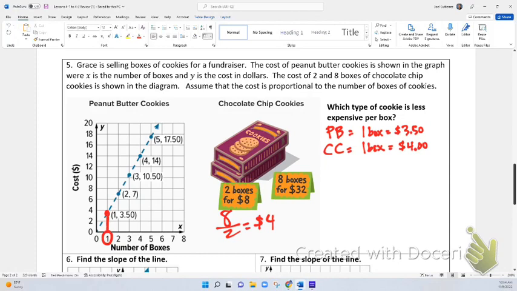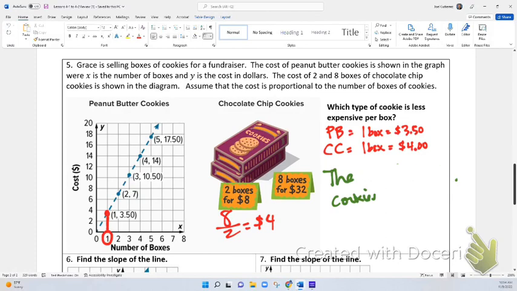And then the question is, which type of cookie is less expensive? So then Gustavo had asked, do we need to write this out? And the answer is yes. So we're going to say the chocolate chip cookies. Oops, sorry. It says which one is less expensive. My bad. So then we need to say the peanut butter cookies are less expensive.